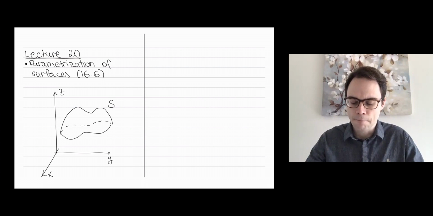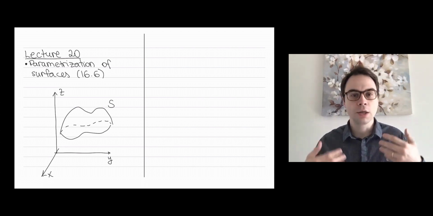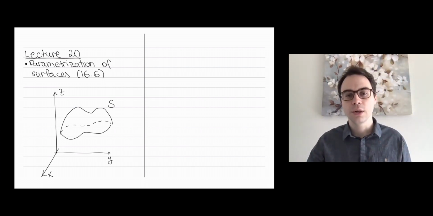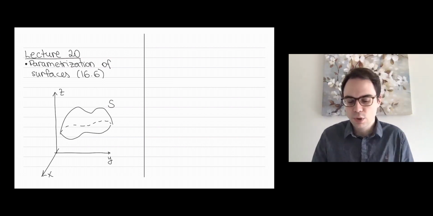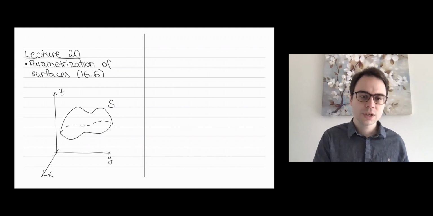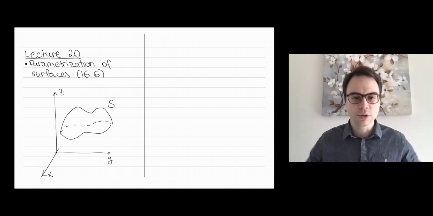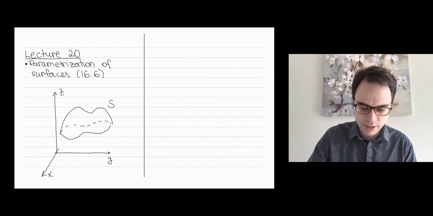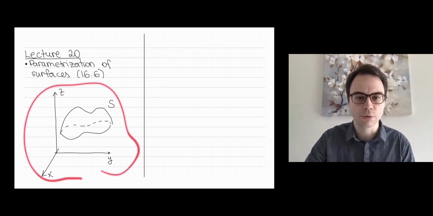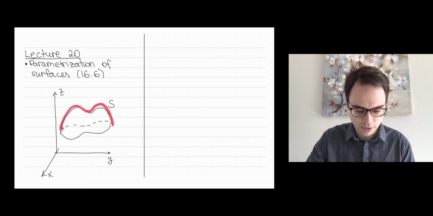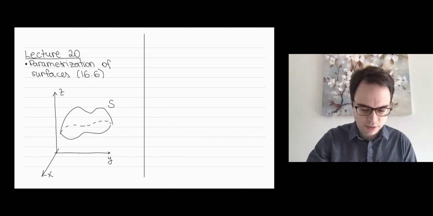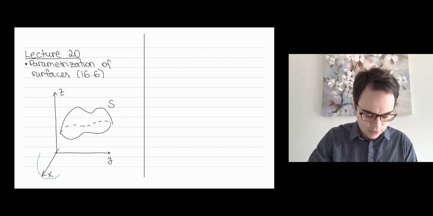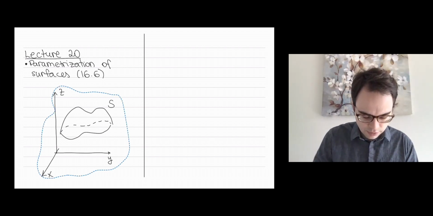In order to do that, we'll have to be able to parameterize the surfaces. We already know how to parameterize curves, so here the situation is similar. Let's take a look at this surface that I drew here for you. It looks like the upper half of a peanut. It's a 2D shape, but it's curved in space. It's a surface.